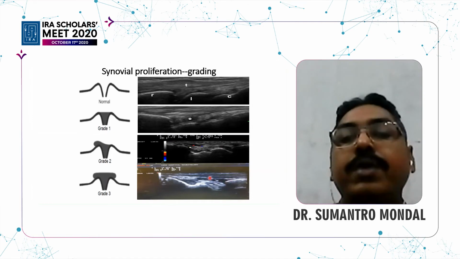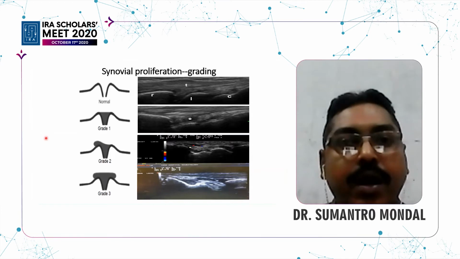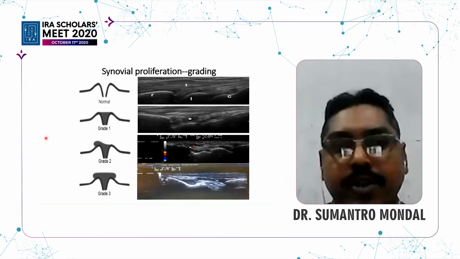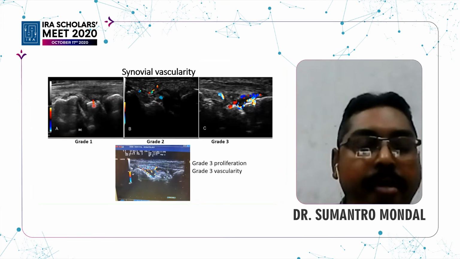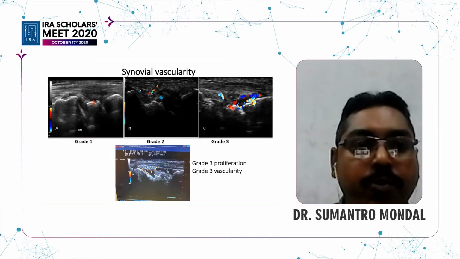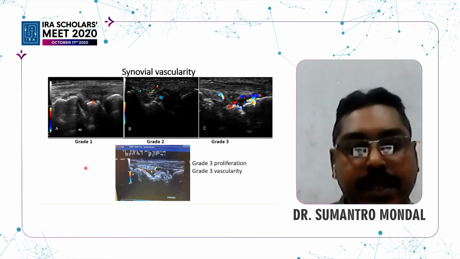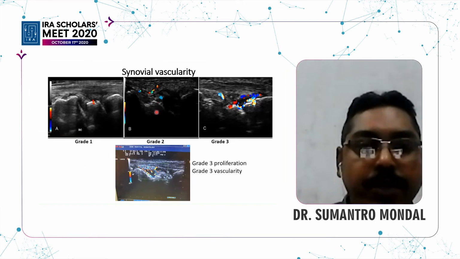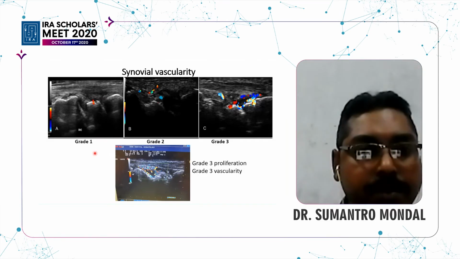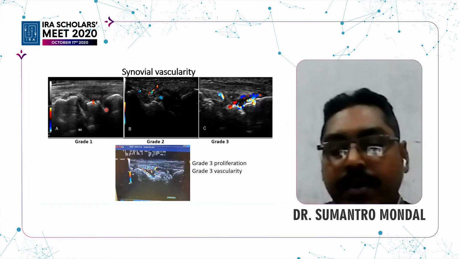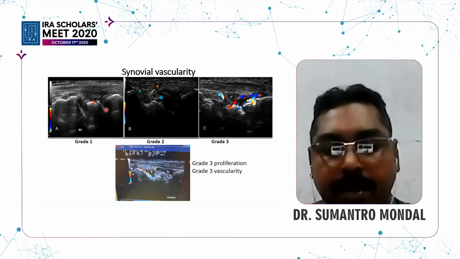So this is the grading of the synovial proliferation, and you can also grade the synovial vascularity. This is grade 1 vascularity, this is grade 2, and this is grade 3, which is the extreme. And this picture represents a grade 3 synovial proliferation with grade 3 vascularity. Now, the cutoff to define a wrist joint with synovitis is a grade 2 synovial proliferation, with or without a grade 1 PD, or power Doppler, signal.